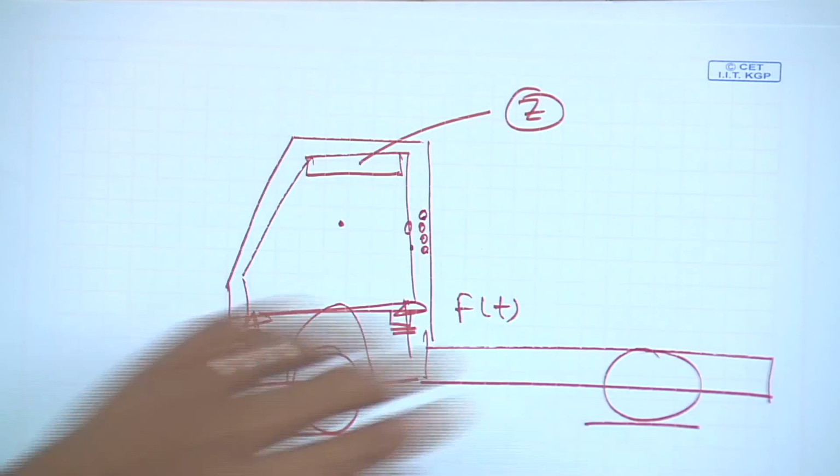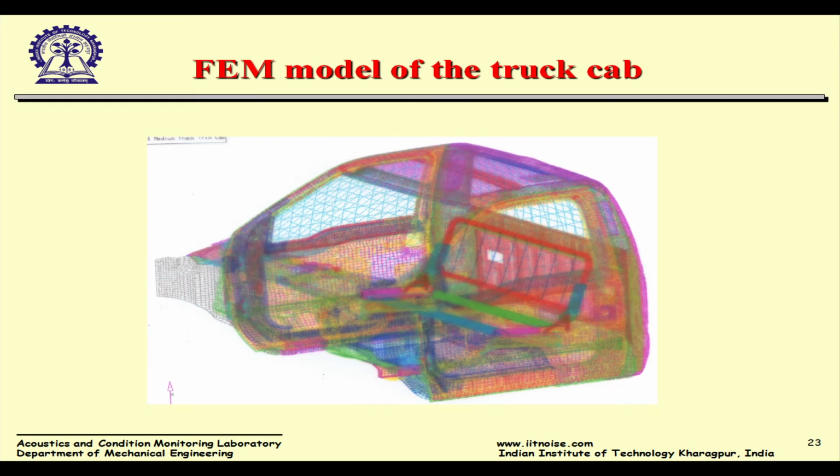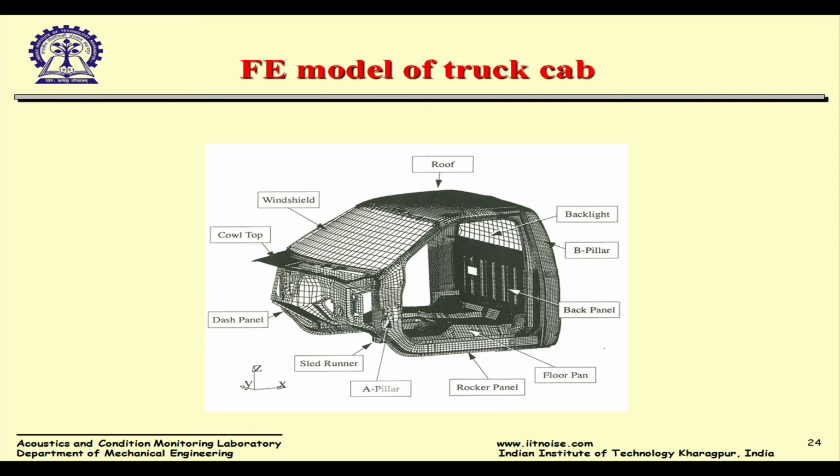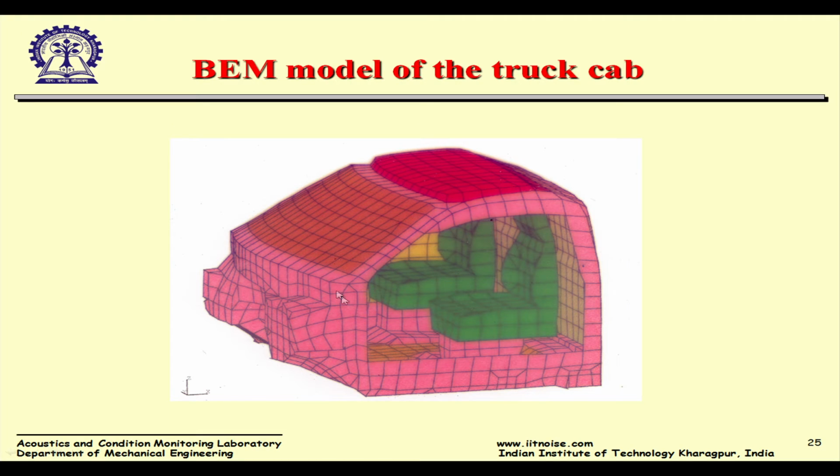I'll quickly brush you through the example. This is the FEM model of the truck cab. When we were working with this model, it had more than 1 million degrees of freedom, and we used a Cray supercomputer in those days to solve this finite element model using Nastran. And this is the actual model where all the components are there. And this is the boundary element model of the cab, where I've removed the doors just to give you a view of the cab interior.